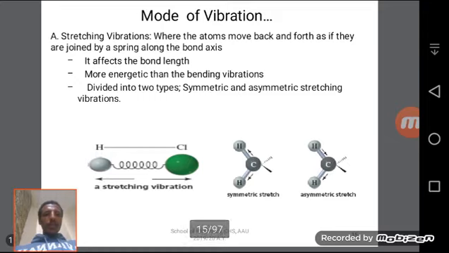A stretching vibration is where the atoms move back and forth as if they are joined by a spring along the bond axis. It affects the bond length. That means the bond may lengthen, compress or extend. It is more energetic than the bending vibration. It is divided into two types: symmetrical and asymmetrical stretching vibration.